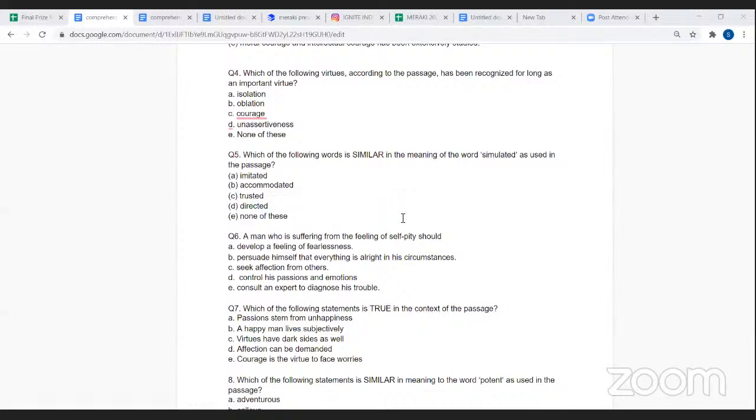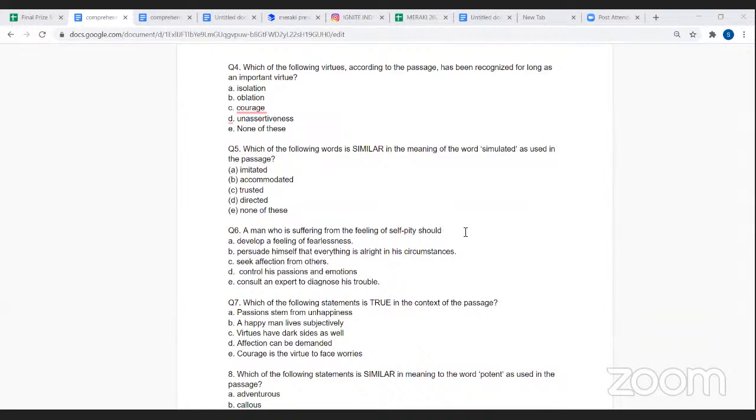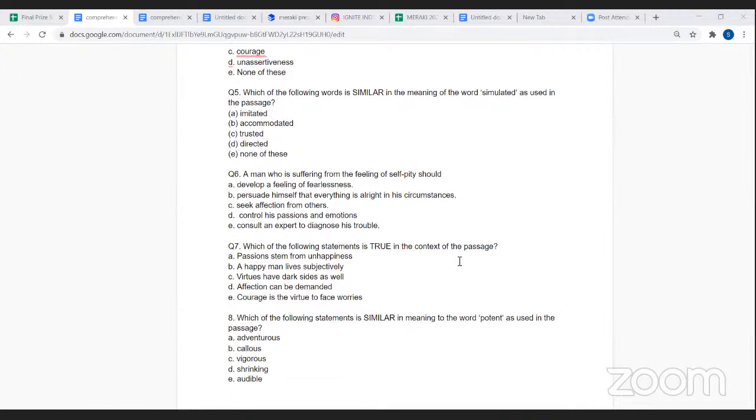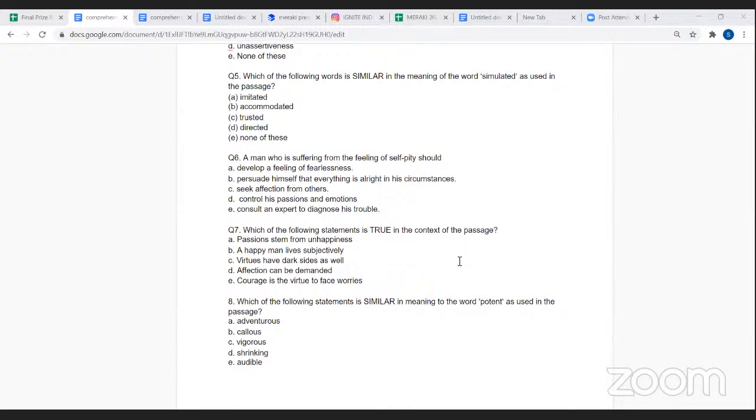Sixth one, a man who's suffering from the feeling of self pity should. D, control his passions and emotions. Okay, here you have to find evidence in support of the statement in seventh question.